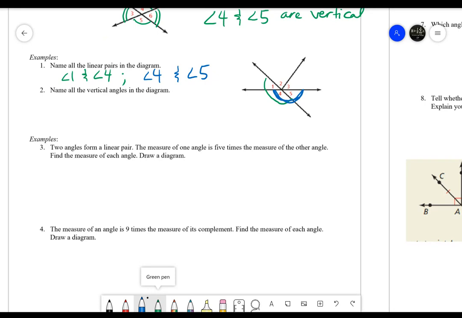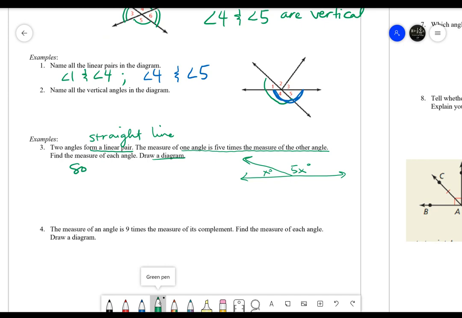Here are a couple of examples about things that you would use to solve a problem. Two angles form a linear pair. Again, from the definition, that means two angles make a straight line. The measure of one angle is 5 times the other. Find the measure of each angle and draw a diagram. So I'm going to draw a picture. One of them is small and one of them is very big. I'm going to label the small one x degrees and the big one 5x degrees, because it says one is 5 times the other.